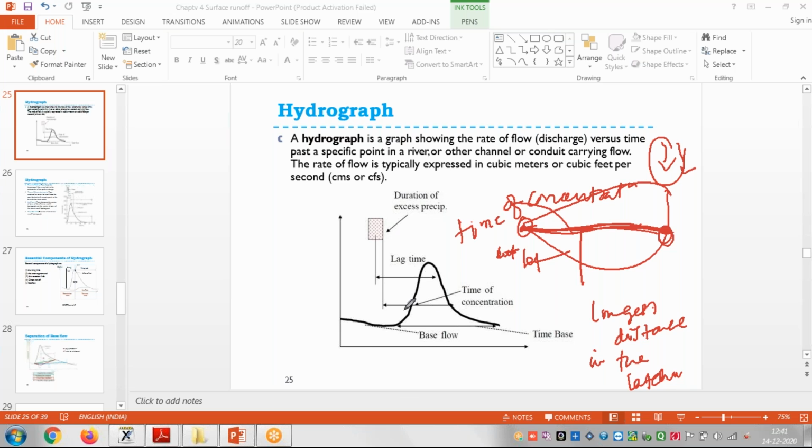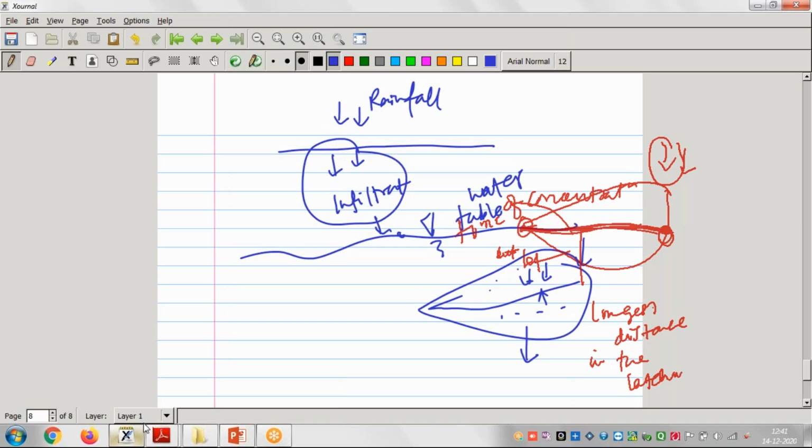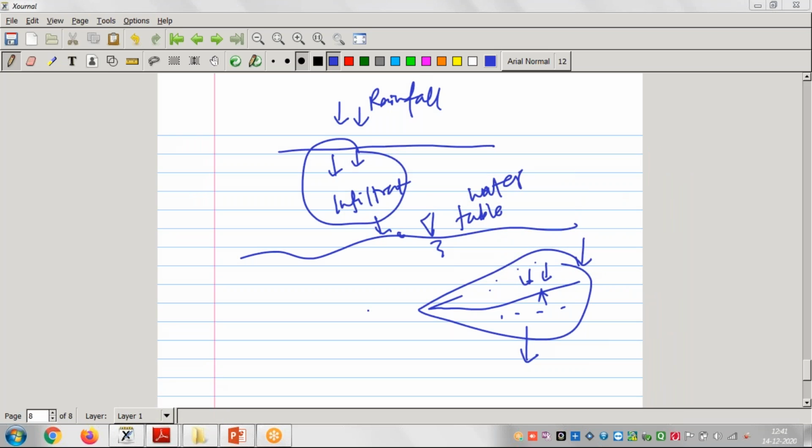Is this clear? Time of concentration is clear? Time of concentration means the last water particle came here, and rainfall stopped. This last particle will travel from the ridge line up to this outlet. Whatever time is required for this last particle to travel is called the time of concentration.